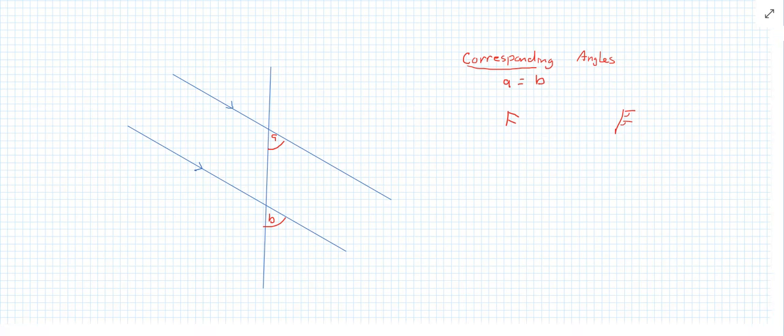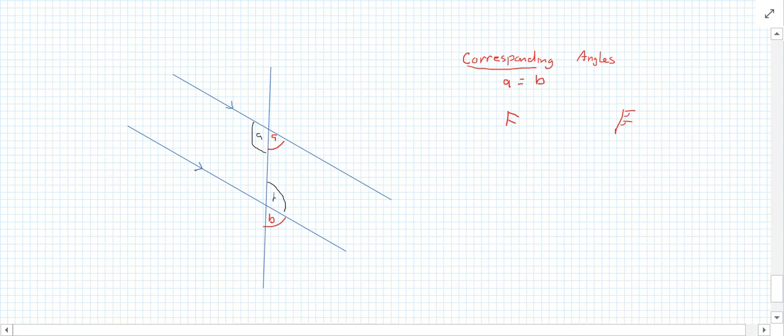If we look at this angle here, we'll just call this A, and I'm doing it in a different color, and this angle here, B. These are known as alternate angles. And alternate angles are also equal to each other. So in this case, A is going to be equal to B.